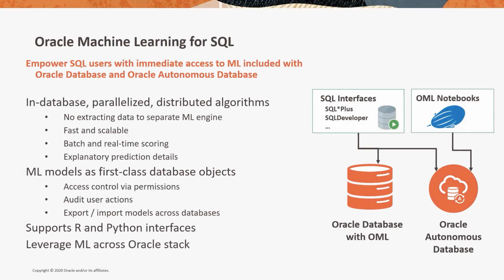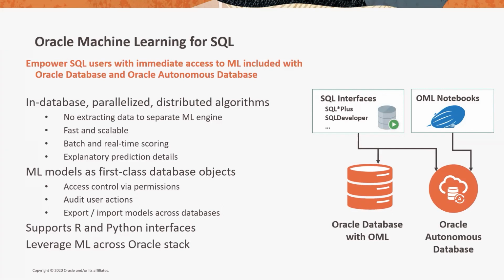So Oracle Machine Learning for SQL actually supports OML4R. So we're briefly going to highlight some of the benefits since many of these also apply to the R interface. The in-database parallelized distributed algorithms keep data under database control. So there's no need to extract the data to separate machine learning engines, which can be time-consuming and introduces issues for data security, storage, and recency.